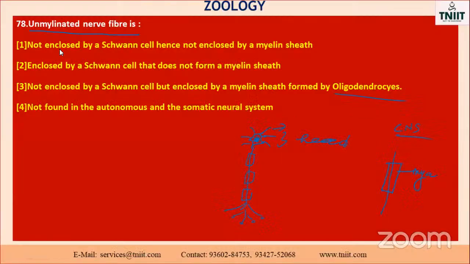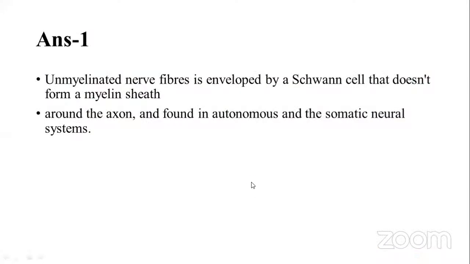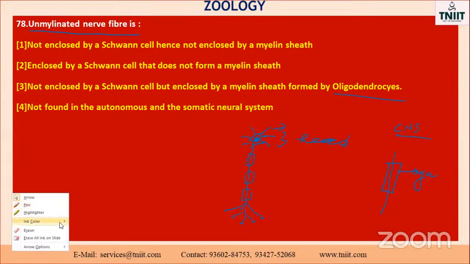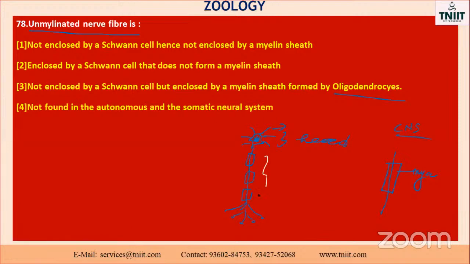Why is the first one correct? Not enclosed by the Schwann cell, hence not enclosed by the myelin sheath. This is called the myelinated one. Okay, my dear, so this is considered myelinated. Myelinated means the surrounding Schwann cells are also present in it. But non-myelinated means what? There is no myelin sheath. Only the layer is there.